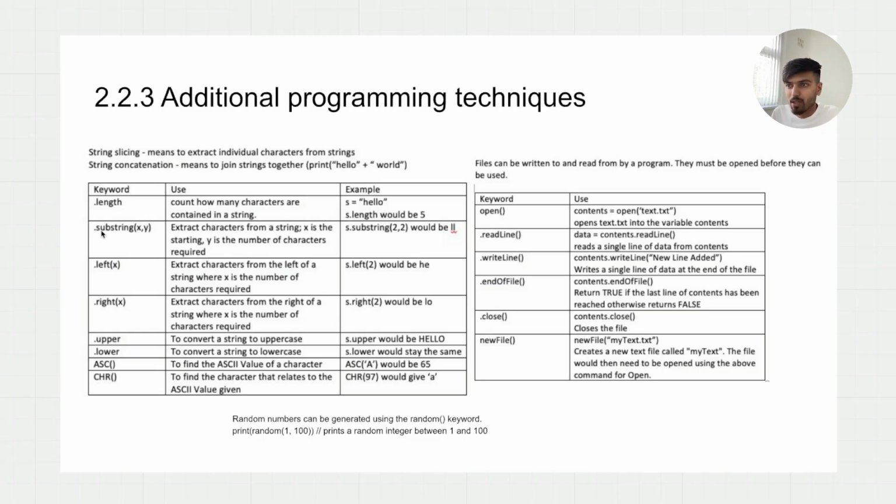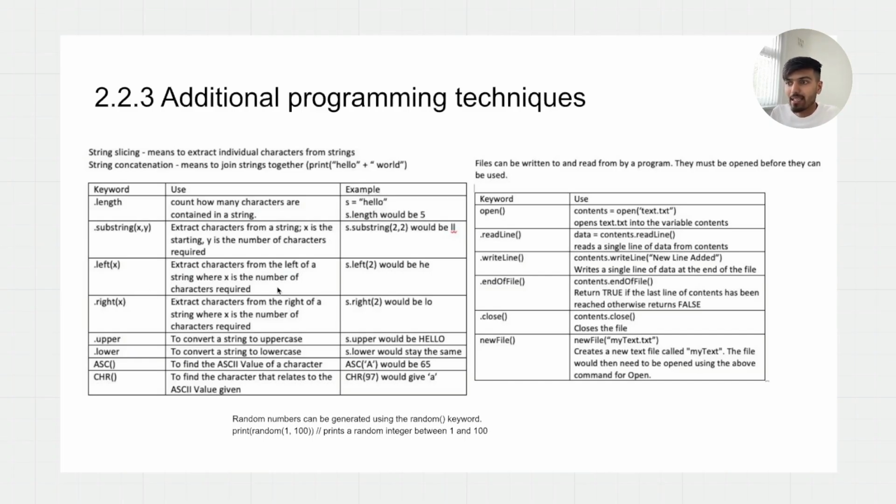Here's an example, substring. The most common problem students have with substring is that you think that X is the start index and Y is the end index. However, it's not. X is the starting position, Y is the number of characters required. So 2, 2, we start at index position 2, which is 0, 1, 2, the L, and the number of characters we want is 2. So L is one of them, and the next L is the second one.